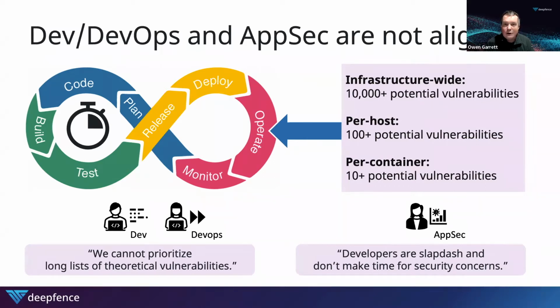The AppSec team probably see the development team as being slapdash, not paying enough attention, looking at theoretical security vulnerabilities, whereas the development team feel they haven't got enough context, they haven't got enough prioritization.